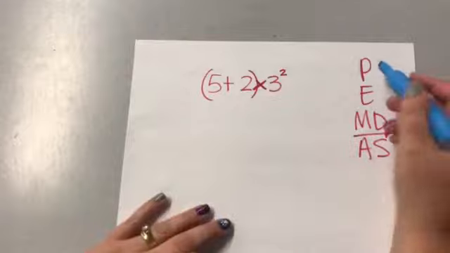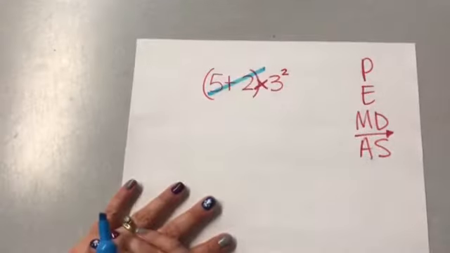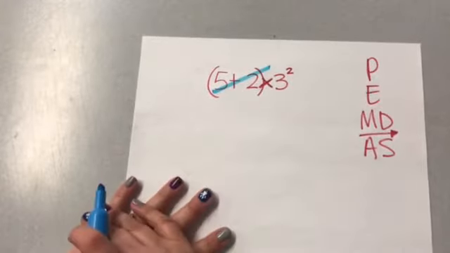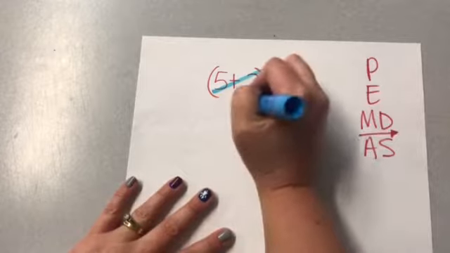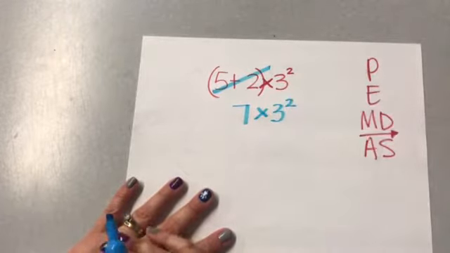So first thing is parentheses. Do we have any parentheses? We sure do. So we solve what's in the parentheses first. For my purpose, I like to cross it through just so you can kind of see what we're doing. 5 plus 2 is 7. So I'm going to write that, and then I'm going to rewrite the rest of the problem.